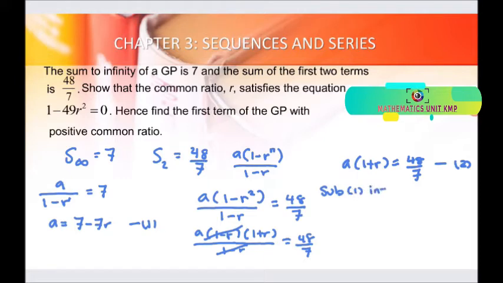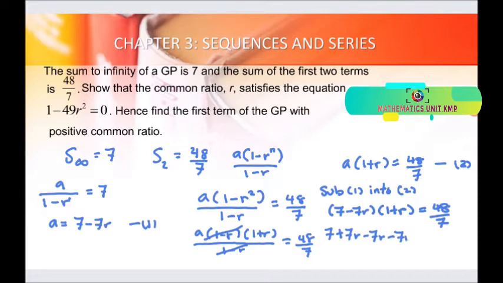Substitute equation 1 into equation 2. So 7 minus 7R multiplied with 1 plus R equal to 48 over 7. And we expand the equation. We will have 7 plus 7R minus 7R and minus 7R squared equal to 48 over 7. And simplify, we'll get 7 minus 7R squared equal to 48 over 7.